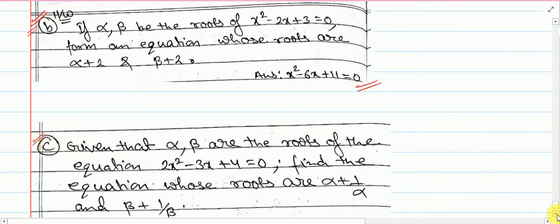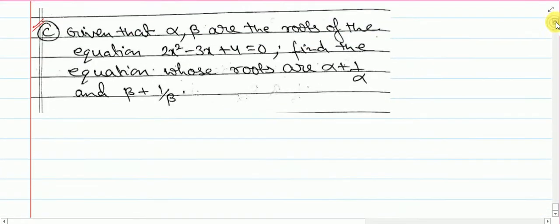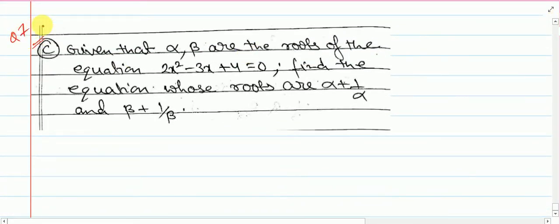Okay, so here question 7C, page number 269, part B. Here it says, given that alpha and beta are the roots of the equation 2x square minus 3x plus 4 equal to 0, find the equation whose roots are alpha plus 1 upon alpha and beta plus 1 upon beta. Okay, so let us see.